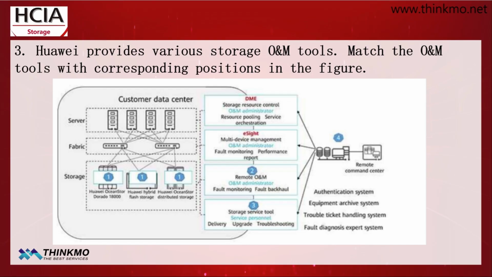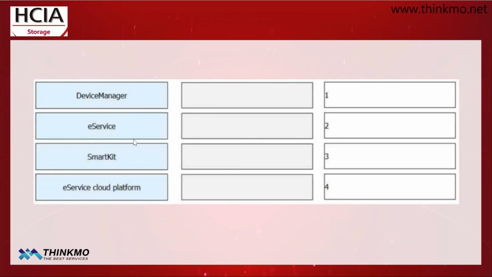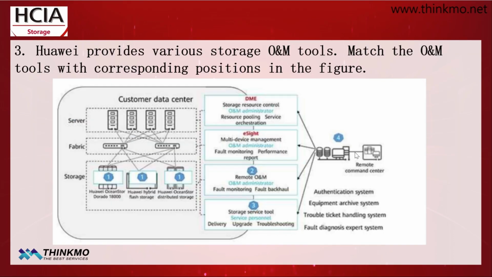So in this case, it is this section here on the left. What is it used for? It's used for device management and resource control. So this is exactly where we should place our device manager. So the first option here is to place the device manager. And the second is electronic services. So among 2, 3, and 4, which one should be electronic services?